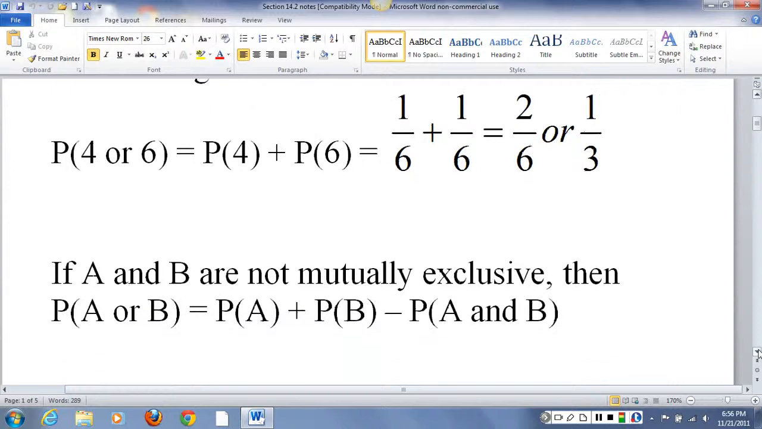Now, if they're not mutually exclusive, then as I said, we have to consider the fact that certain elements are being counted twice. So for example, P of A or B equals the probability of A plus the probability of B minus the probability of A and B. So that means minus their intersection.